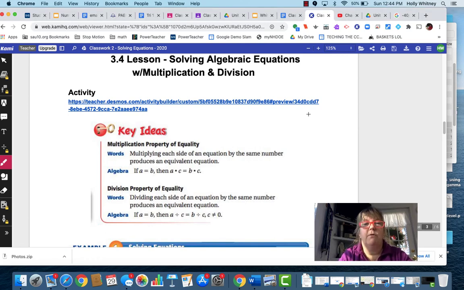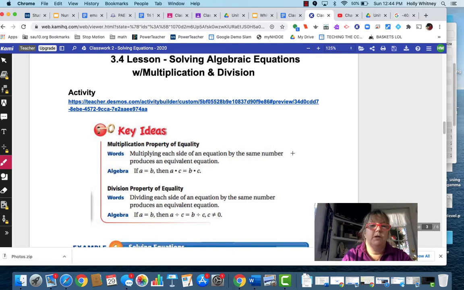Whitney's. So we're now on to lesson 3.4, which is solving algebraic equations with multiplication and division. You've done the pair deck already, and when you did that, you practiced multiplying things on both sides and dividing things on both sides to keep an equation equal.